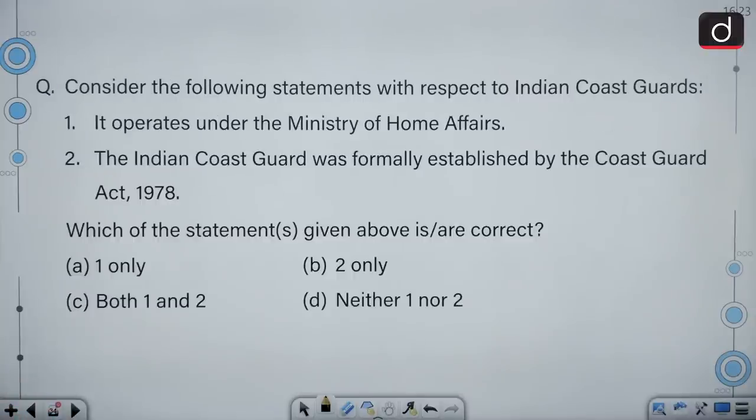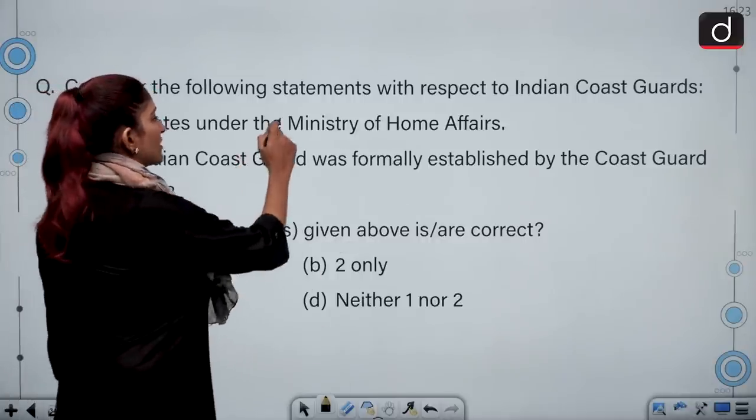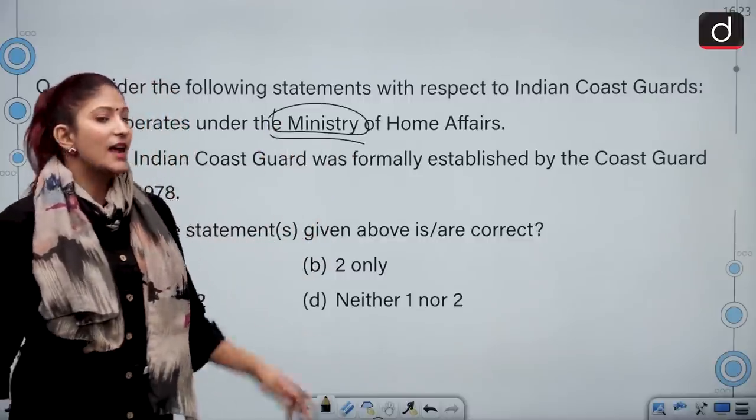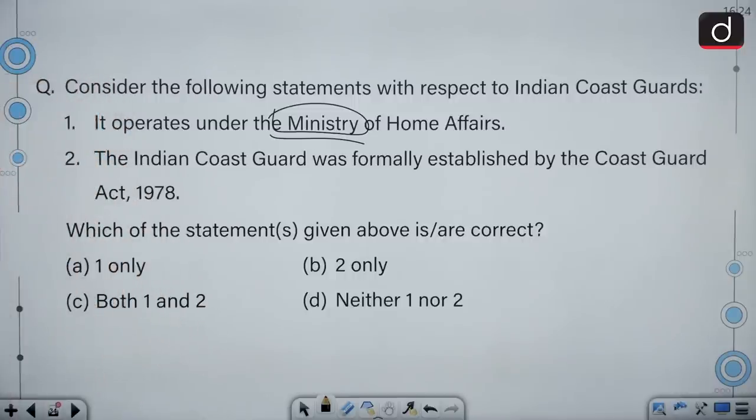Consider the following statements with respect to the Indian Coast Guard. It operates under the Ministry of Home Affairs. The Indian Coast Guard was formally established by the Coast Guard Act of 1978. We have to select the correct statement. So, if we talk about under which ministry it functions, it works under the Ministry of Defense and not Home Affairs. And the second statement is correct. The correct answer to this question is option B.